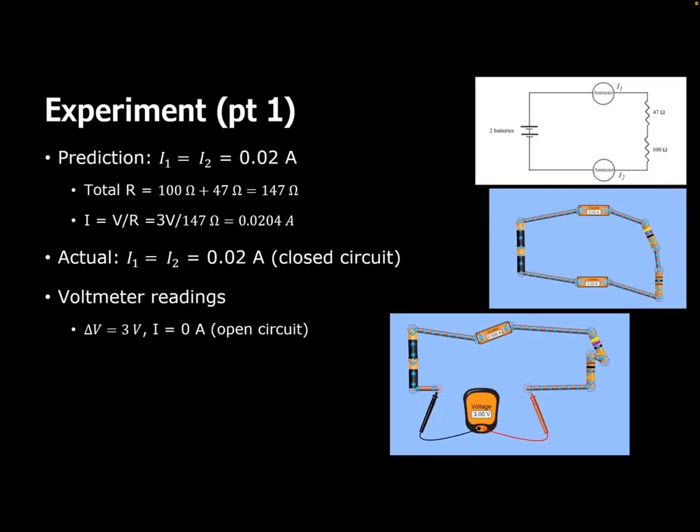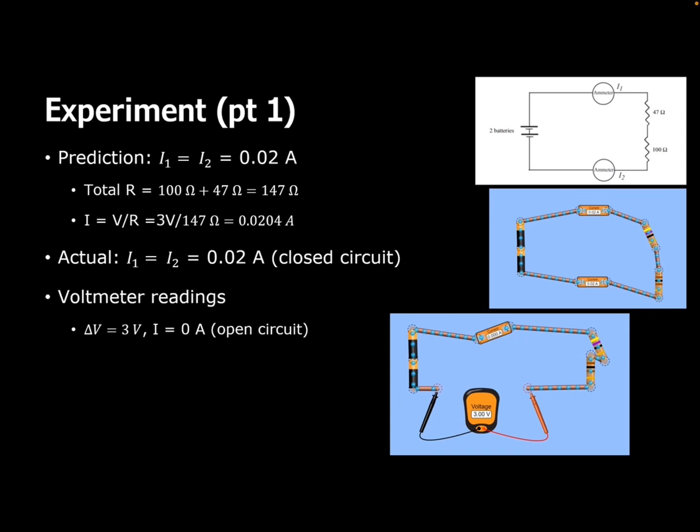In the first part of the experiment, we made a simple circuit with some resistors and some ammeters to measure the current. Our prediction is that current 1 is equal to current 2 at 0.02 amps, because the total resistance is 100 ohms plus 47 ohms equals 147 ohms, and then we predict the current using I equals V over R, which is 3 volts over 147 ohms, equal to 0.0204 amps. And in actuality, it was 0.02 amps during a closed circuit.